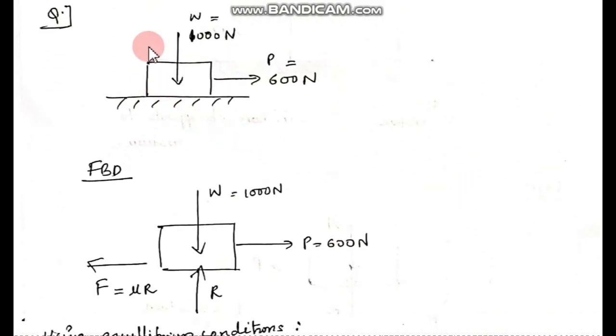Now, here you have a body whose weight is given 1000 and the load which is pulling it towards the right side is 600. So first thing, whenever you have a friction problem, what you have to do is you need to draw the FBD of that particular body. Only the body. How many bodies are there? For those many bodies you will have to draw FBD. Since here only one body is there, you have to draw for that one body.